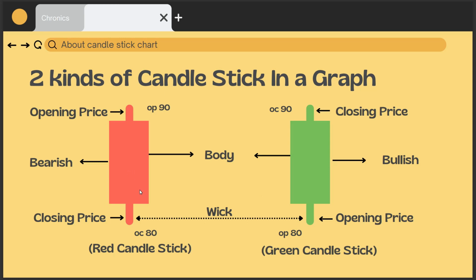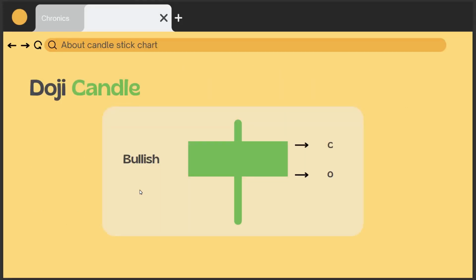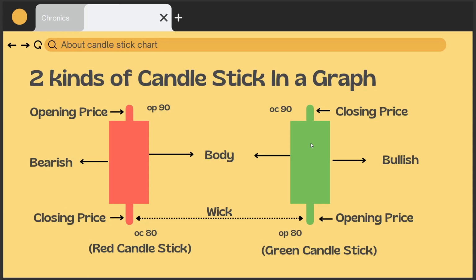Now talking about types of candlesticks, there are different types of candlesticks. One of those types is a doji candle. So right now we are going to term it as a candle. So a doji candle is a bullish candle. First of all, it's green, as bullish is green, and the opening price is at the bottom, the closing price is at the top, and that's the same thing as in a bullish candlestick.